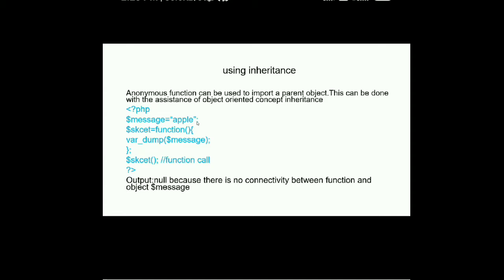So what is inheritance? When you have a global variable, that global variable will be accessed throughout the file. But when you mention it inside the function... Any doubts? Okay. Now I have a global variable called message here, and message contains the information apple. And I have an anonymous function which is assigned to a variable called skcet.